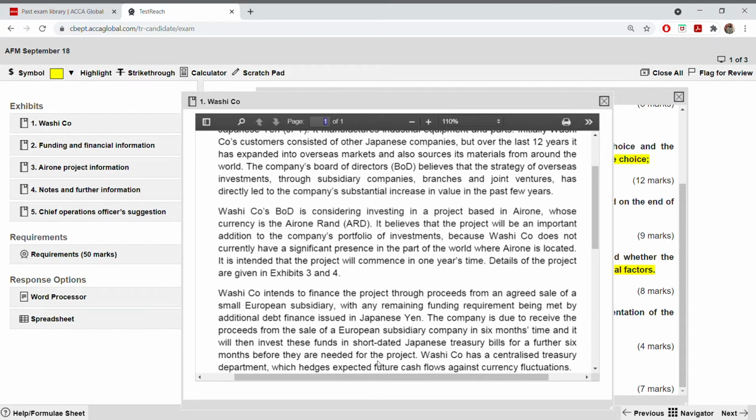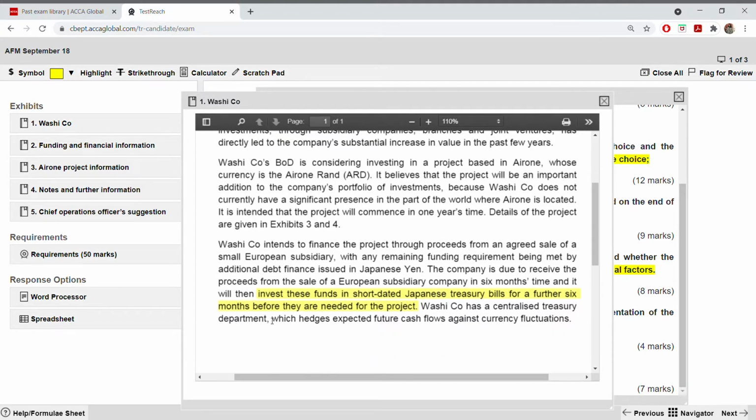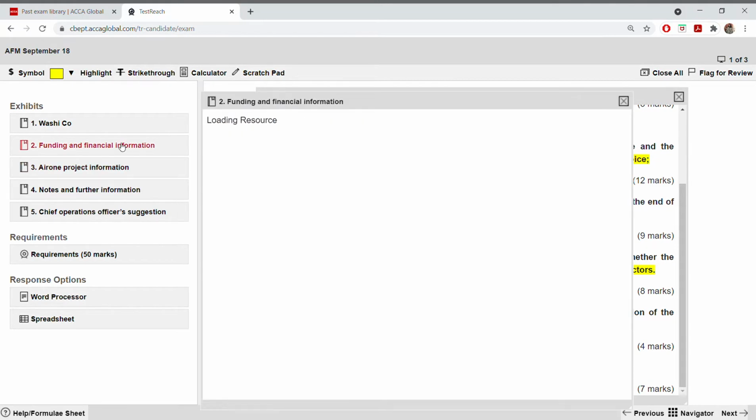So that is a foreign receipt, okay? And they will invest these funds in a short dated treasury bill for a further 6 months before they need it for the project. You have to understand this, because we have to invest later also. Once you get the foreign receipt after 6 months, you don't just take it as it is. You need to invest it for a further 6 months before you actually use it for the project. They have a centralized treasury department which hedges expected future cash flows against currency fluctuations. Funding and financial information.